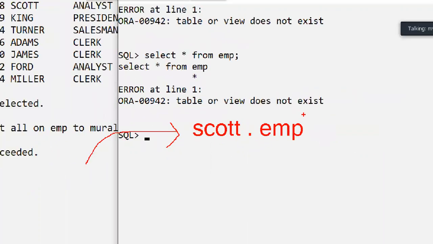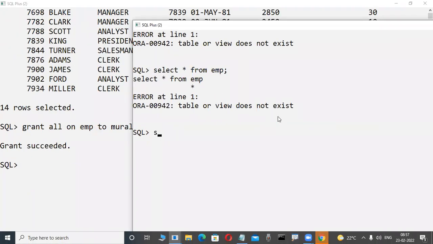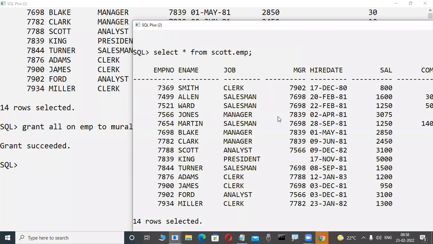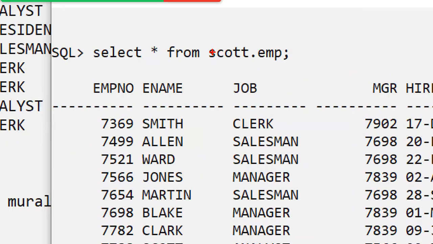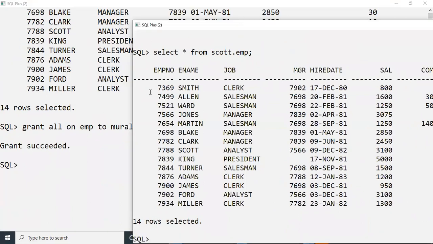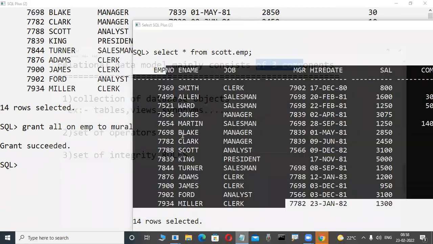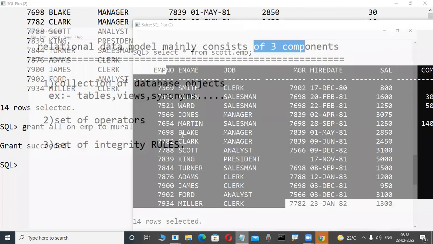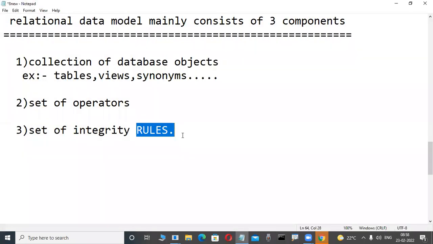Observe here, is the rule there or not? Now in this case, select star from username dot object name, like this only. Yes, working. Username dot object name, Scott.emp, something like that only I'm typing. Then only the permission is successful. That's why there are always so many rules, important rules. It's not like this only, some other thing is there. The main concept, those things we are learning.